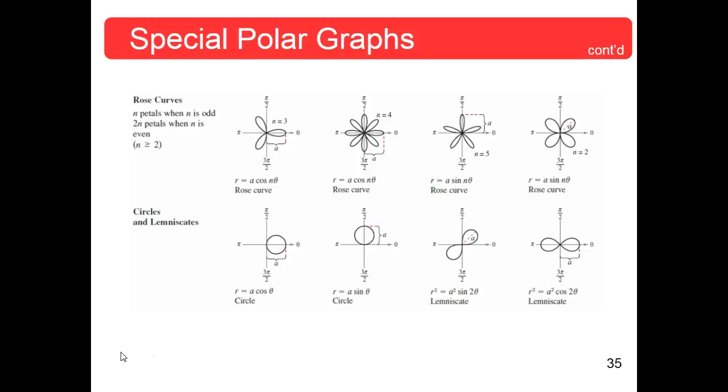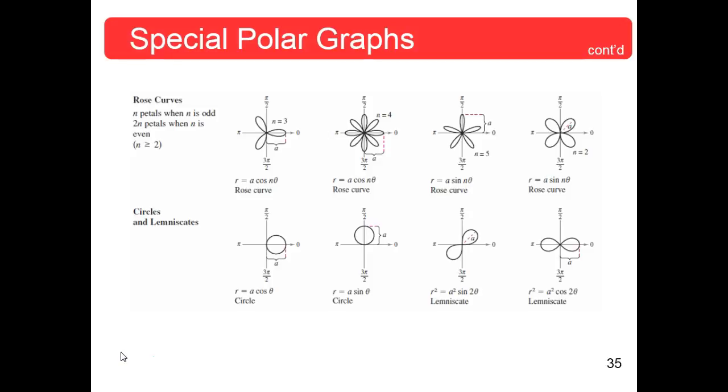So, that's a cosine n theta. If it's cosine, your max is going to be here. If it's sine, the max is going to be on the y-axis. But if you're sine with an even n, then it's not going to be there at all. Cosine will be on both of them. Sine will not be.